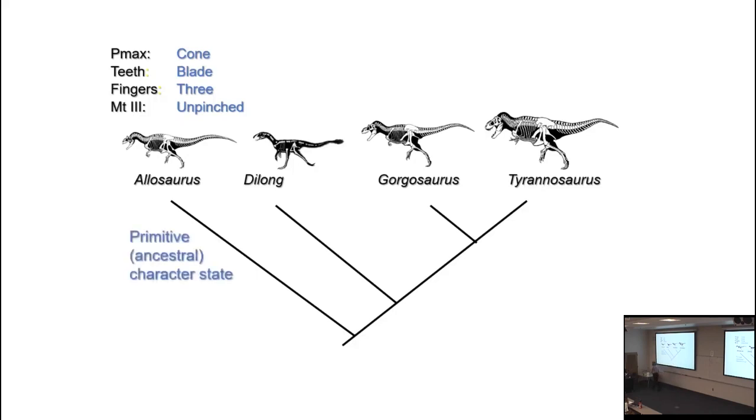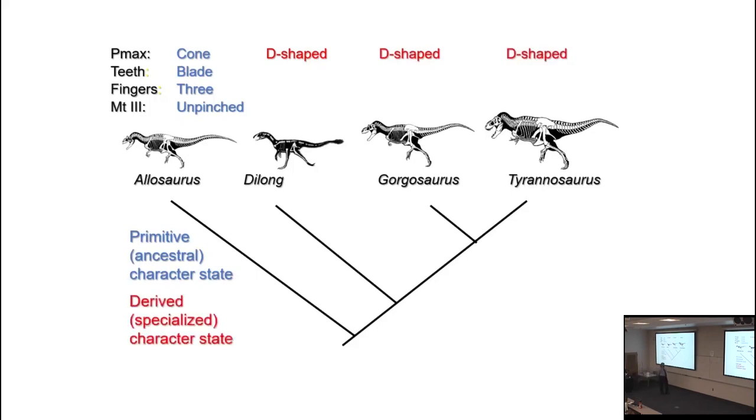And then we look at the presence of the derived condition. So these 3 forms, remember the in-group, all have the derived state of the trait. Now, it could be that Dilong evolved a D-shaped premaxillary tooth totally independently of Gorgosaurus and Tyrannosaurus. Or that Dilong and Gorgosaurus and Tyrannosaurus all convergently evolved that trait separately from each other.